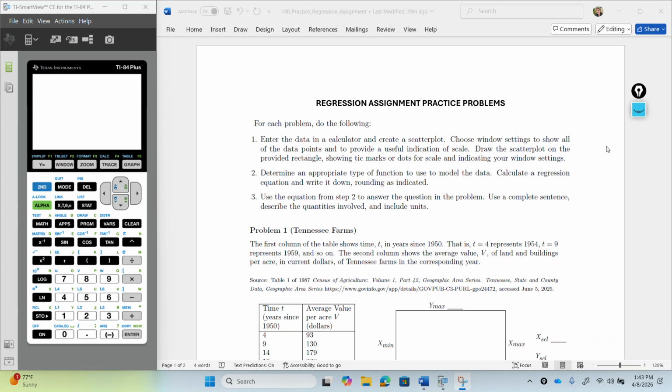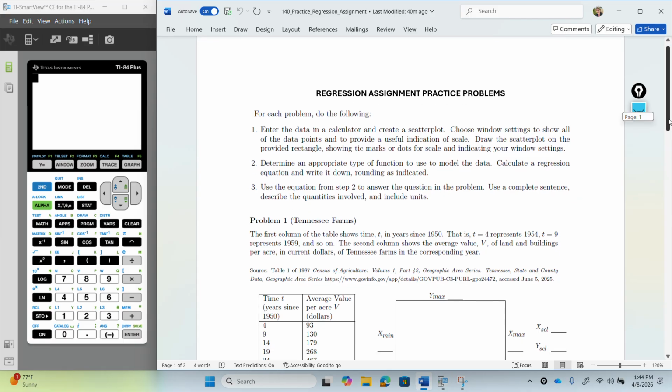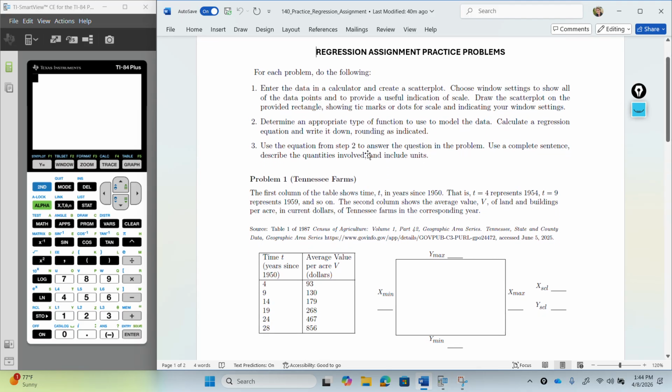This is a regression assignment from the university I work at, and it has two problems. In this video, we're going to look at problem one, and then I'll make a video where we look at problem two. But you can see here from the instructions, let me get this first problem up in the window.